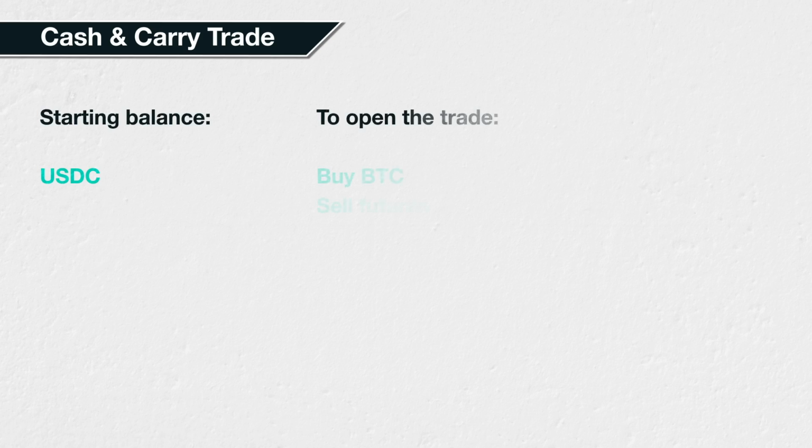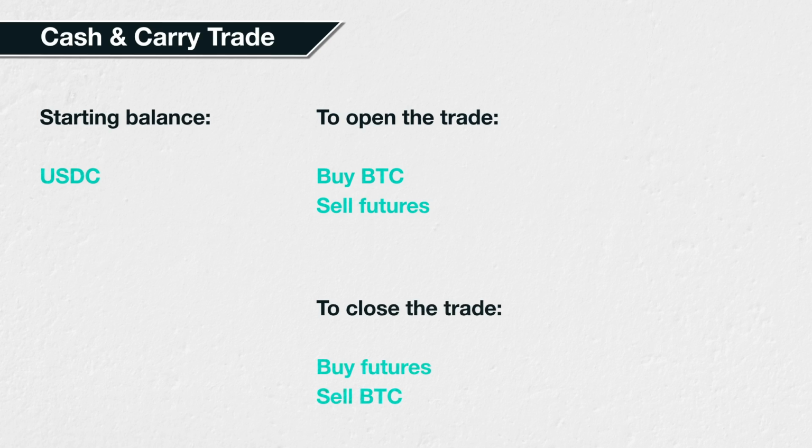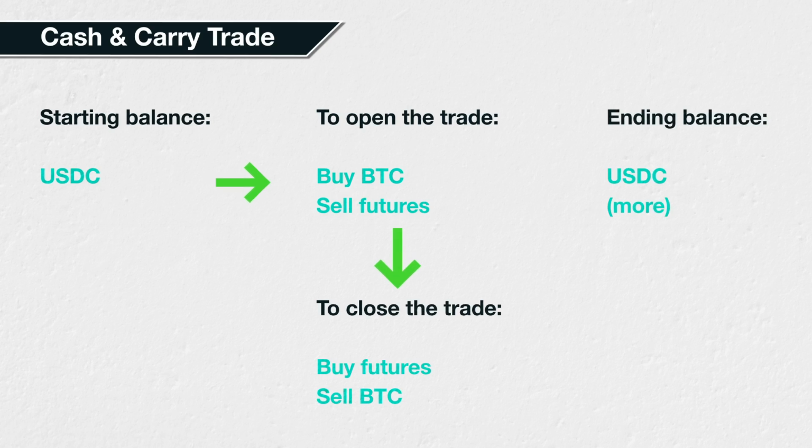To execute a cash and carry, also known as a basis trade, we will start with some USDC in our Deribit account, and then we will buy Bitcoin in a spot market with our USDC. We will then immediately sell a futures contract at a higher price with the same position size. After waiting for the difference between the spot price and the future price to decrease, we will then close our futures short and sell the remaining Bitcoin back into USDC.